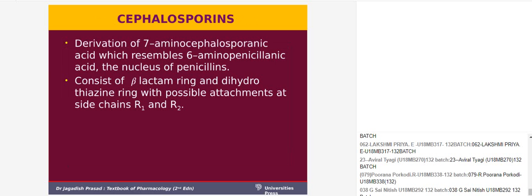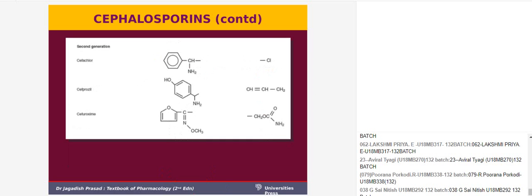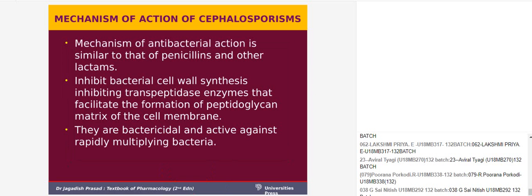Okay, so cephalosporin is a derivative of 7-aminocephalosporanic acid, which resembles 6-aminopenicillanic acid, the nucleus of penicillin. It consists of a beta-lactam ring and a dihydrothiazine ring with possible attachments at the side chains R1 and R2. So we have five generations of cephalosporins.